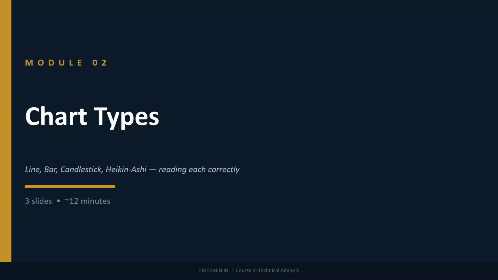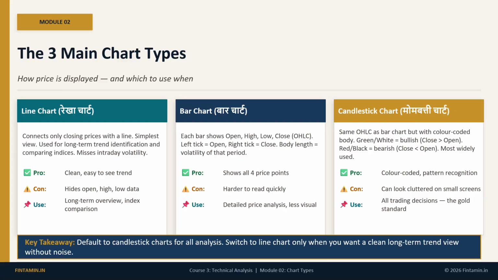Module 2 is chart types. Line charts, bar charts, candlestick charts. Each one tells you a different story. The one you choose matters. Let me show you why. The three main chart types.